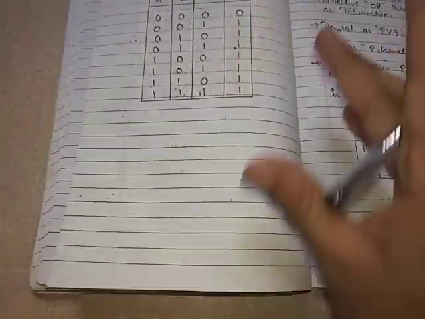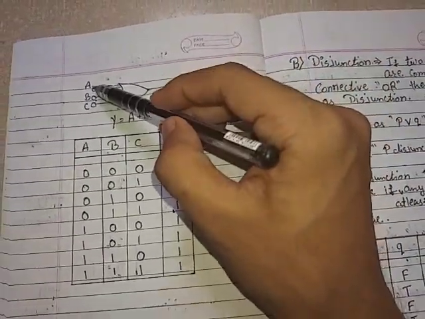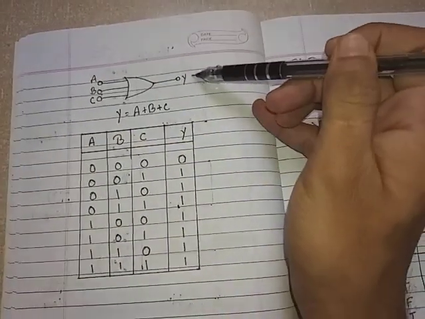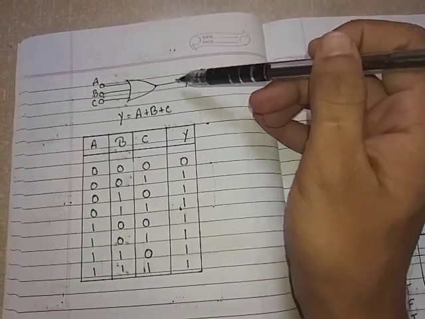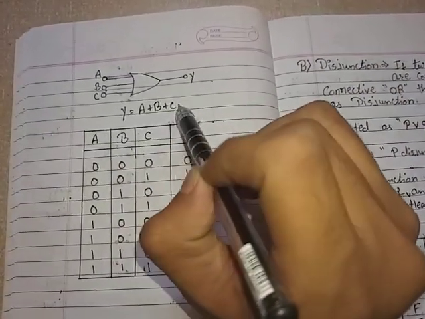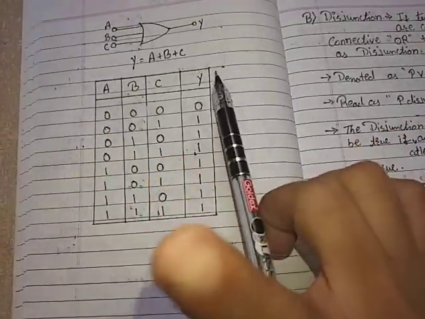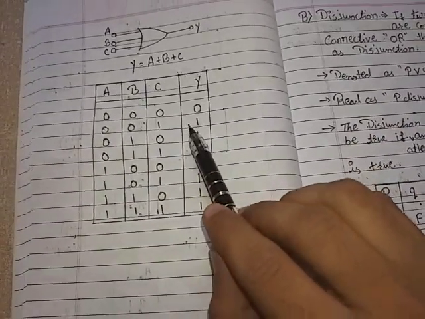Now let's see the 3 input OR gate. Here are the 3 terminals A, B and C, and here is the output terminal Y. The logical equation will be Y = A + B + C. The definition of the OR gate says that if at least one input is high, the output is high.